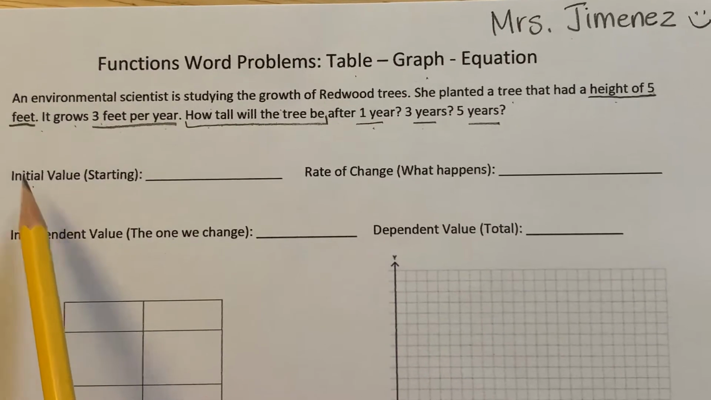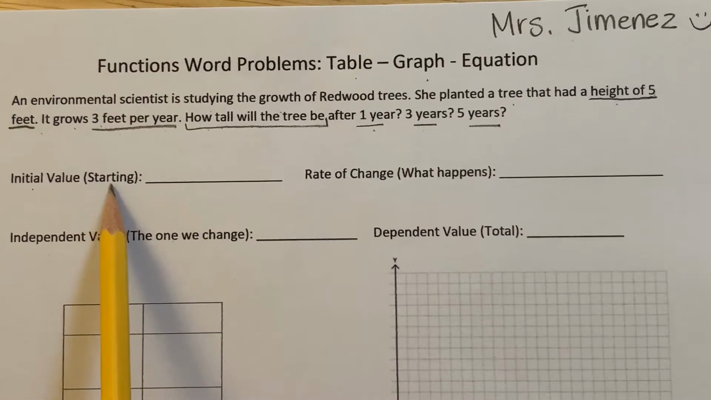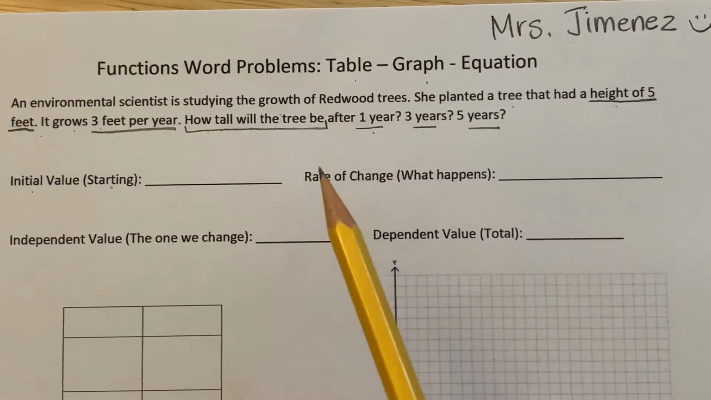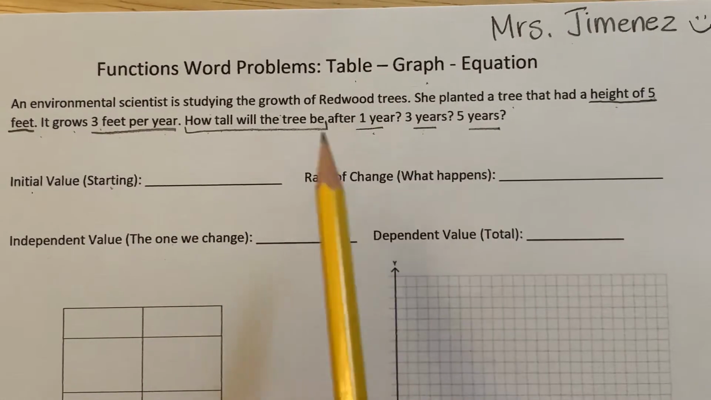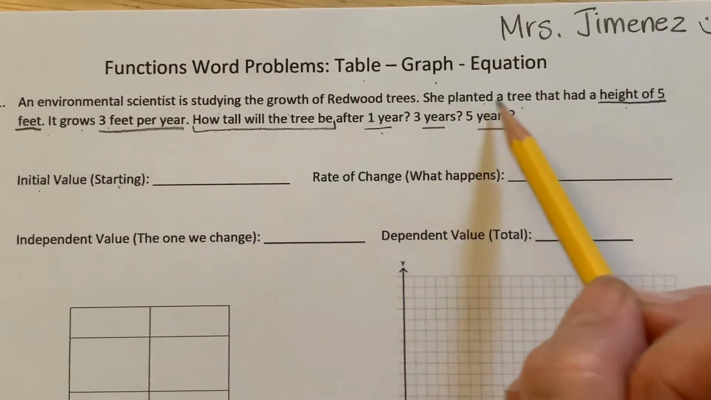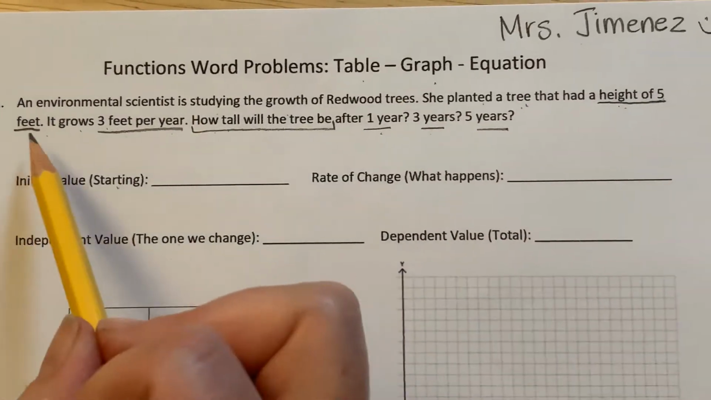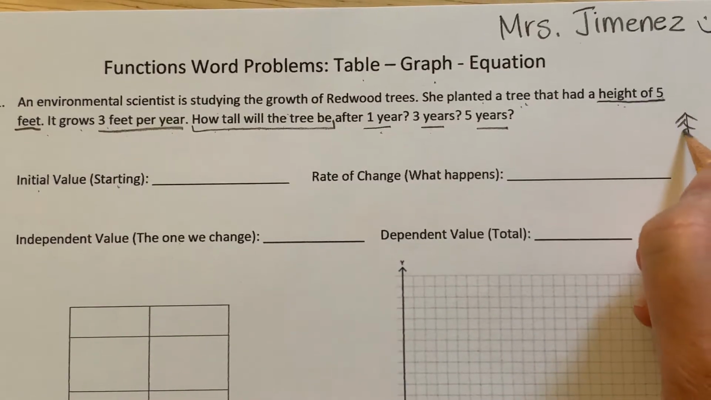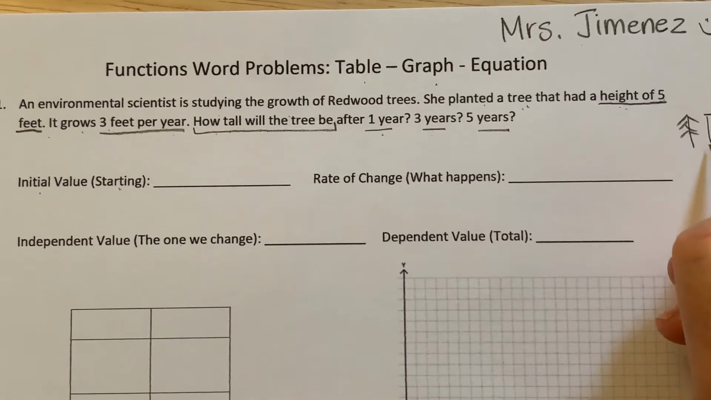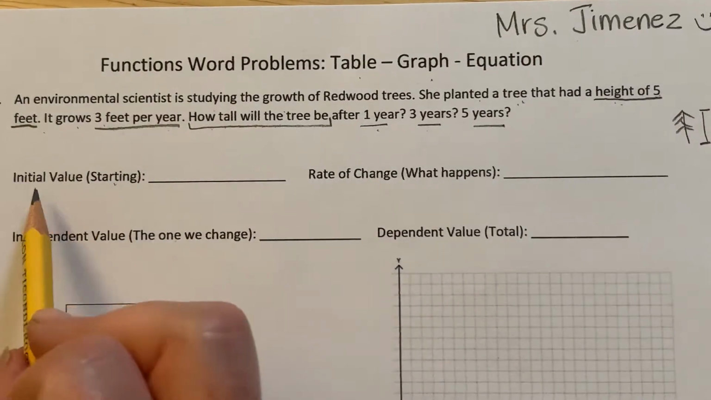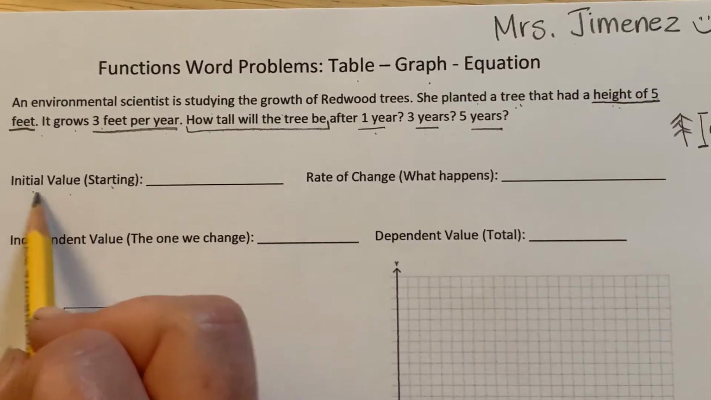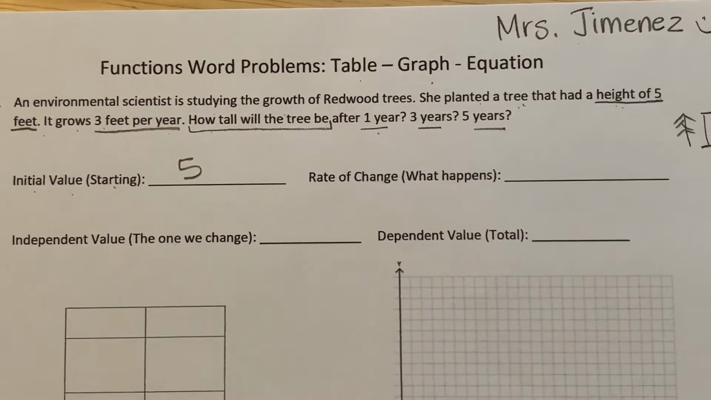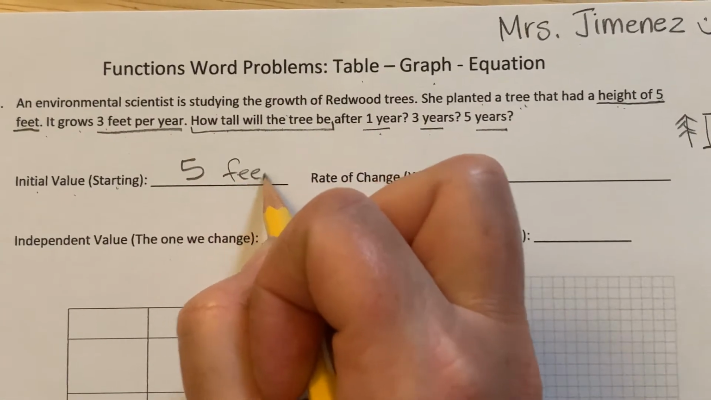So the initial value, I've given you a little hint here, it's the starting number. So remember, we're talking about a tree. What is the tree's starting number? Remember, it said she planted a tree that had a height of 5 feet. That means our tree was planted. Here's our tree. And it was 5 feet tall when it was planted. So my initial value, that means my starting value, is 5. It's 5 feet.